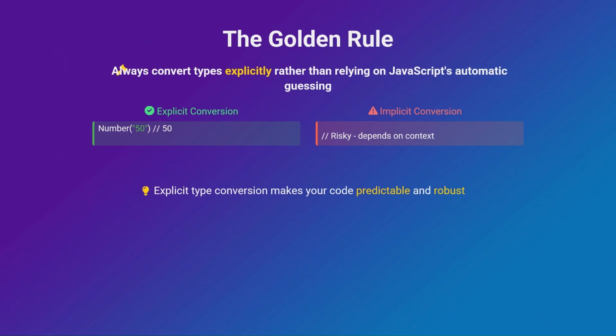Now the golden rule. Convert types yourself. Never rely on JavaScript to guess. And that's it for type conversion and coercion. Now you understand why 2 plus "2" becomes "22", why double equals is risky, and how to convert values safely and clearly. In the next video, we will continue leveling up your JavaScript foundation, step by step.